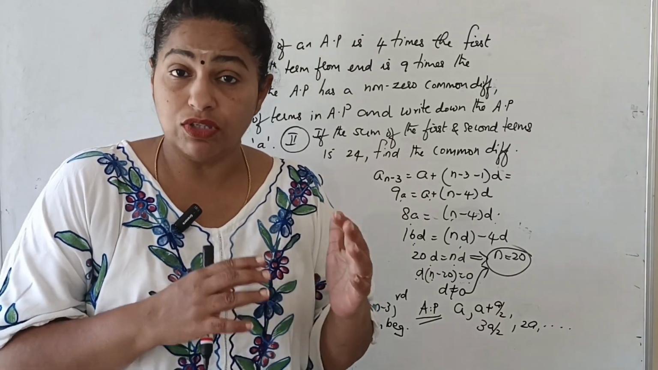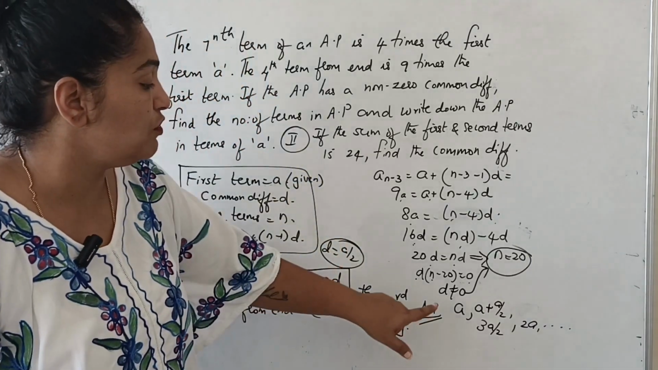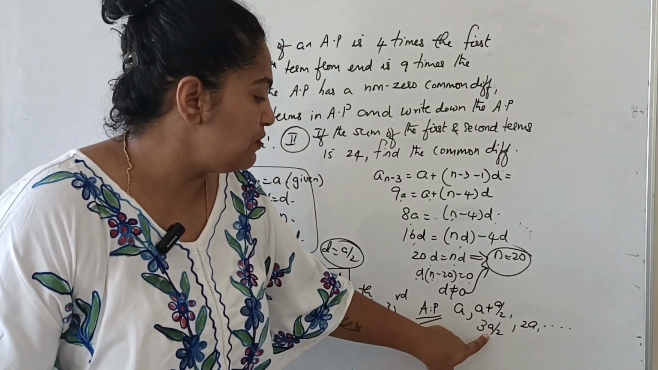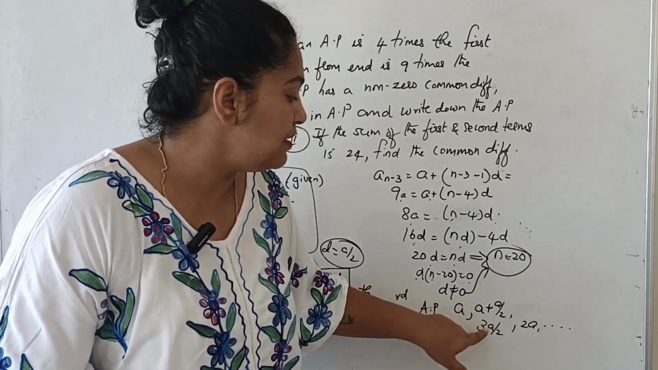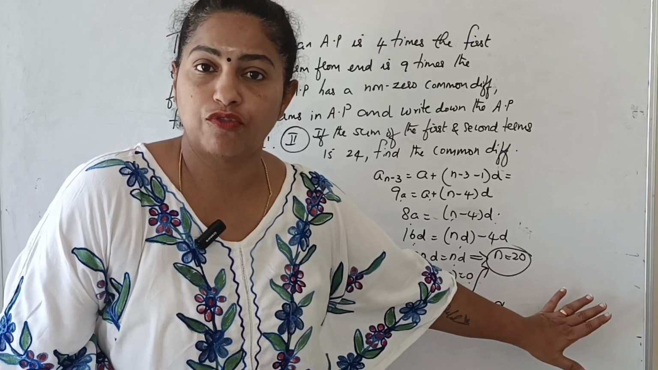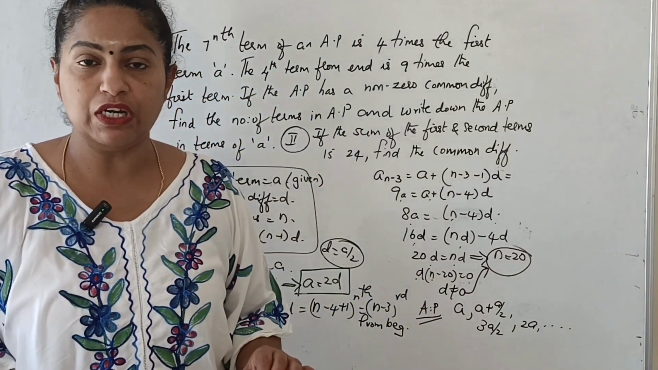Now I need to write down the AP in terms of a. So the first term is a. d is a by 2. So a plus a by 2 is 3a by 2. The third term is 3a by 2 plus a by 2, which is 2a, and it goes on. Fine. Now we have done the first part of the question.